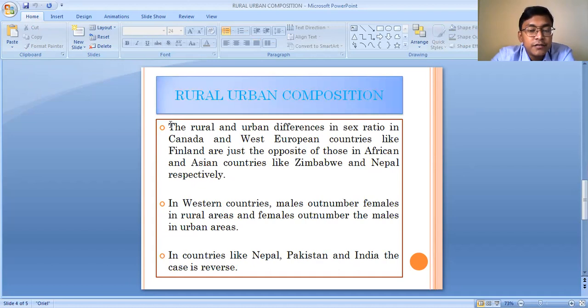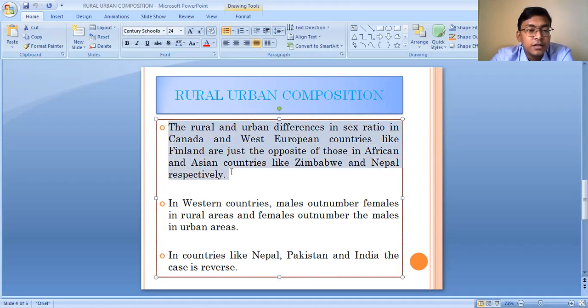The rural and urban differences in sex ratio in Canada and Western European countries like Finland are just the opposite of those in the African and Asian countries like Zimbabwe and Nepal, respectively. So there is a difference in the sex ratio of people among the Western countries and the African and Asian countries.